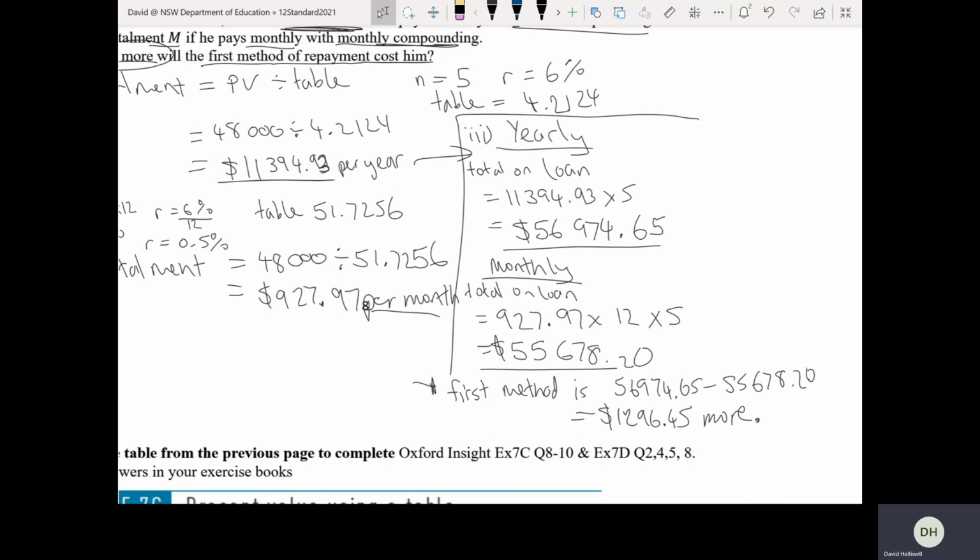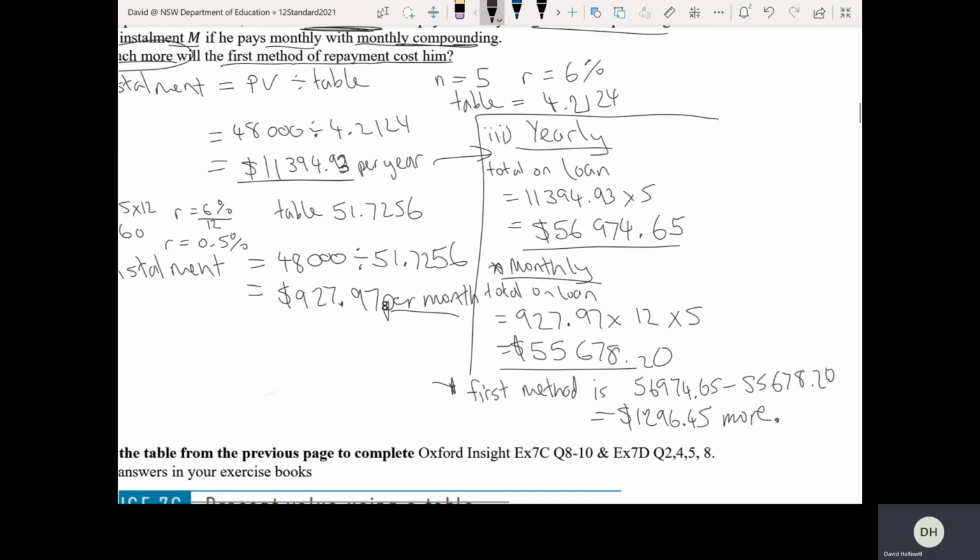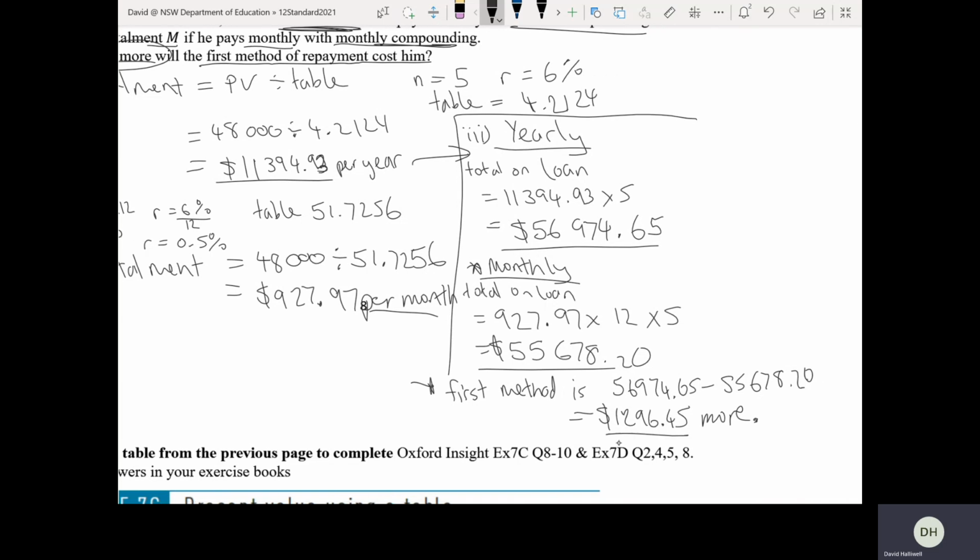So you might be wondering why the yearly was more than the monthly. Well, it should make sense in your head. For monthly, you're paying more regularly. And because you're paying off that loan more frequently, the amount you'll pay back in total will be less. Okay, you're knocking off that principal earlier. And so you're going to pay less interest. So the more frequently you pay a loan back, the quicker you pay off the loan and the less total you'll have to pay back. Okay, and that was significant, over $1,000 just by changing from yearly to monthly.